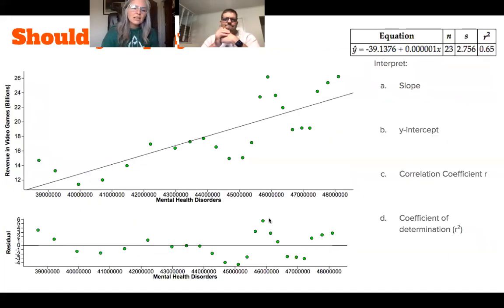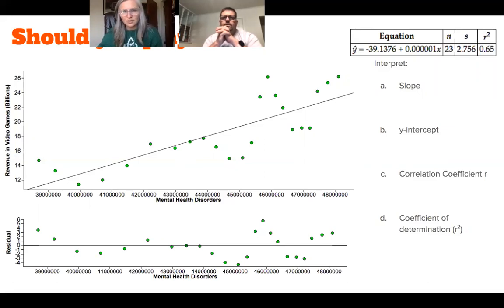All right, so let's look at this graph. The X variable is mental health disorders, and the Y variable is revenue in video games. I think we've actually looked at this graph before. So we just want to make sure that we can interpret slope, y-intercept, correlation coefficient R, and coefficient of determination R squared. Bless you, Mr. Bobby. Thank you. So if we want to explain slope in context, the first thing we might want to do is look at slope. So which one is slope?